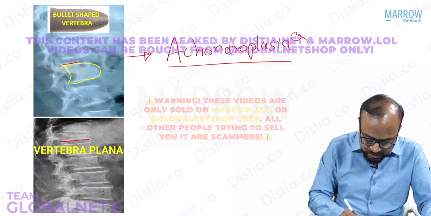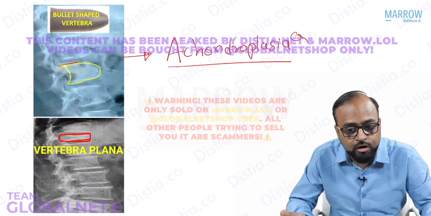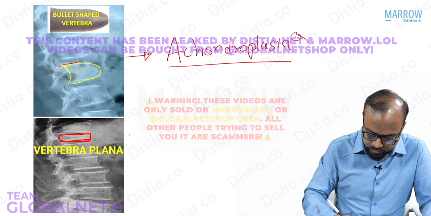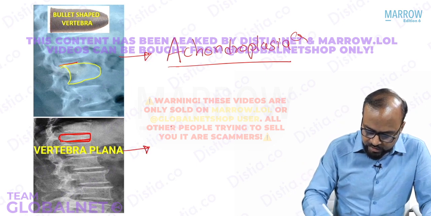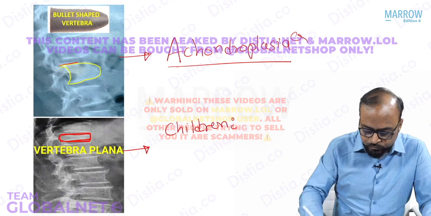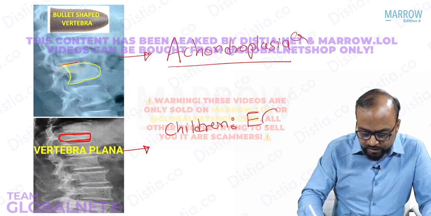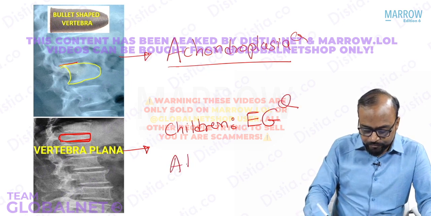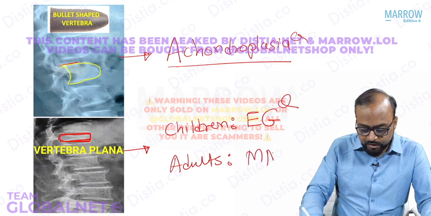And when you see a vertebra has become extremely flat, this is called a coin on edge vertebra or a silver dollar vertebra, right? This is called vertebra plana. In children, if you see vertebra plana, it is usually eosinophilic granuloma, remember. But in adults, the elderly, if you see vertebra plana, it is usually multiple myeloma.